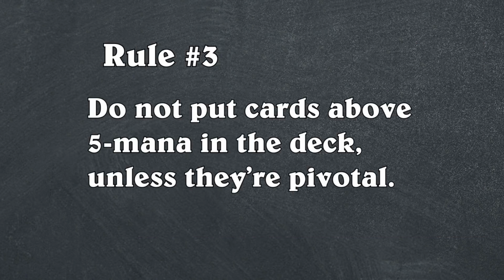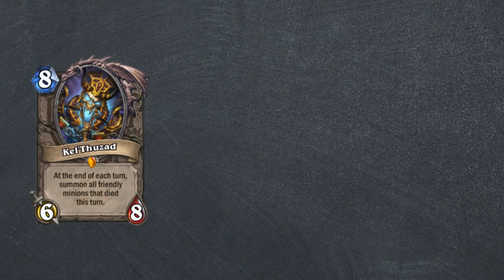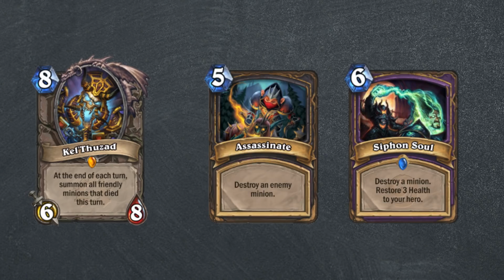On to our final rule, do not put any cards above 5 mana in the deck unless they are necessary for the strategy. Let's check out an older card, Kel'Thuzad. Seems plenty powerful, but the card has seen little constructed play. Why is that? The answer is because of Assassinate, or more accurately, because of hard removal in general.